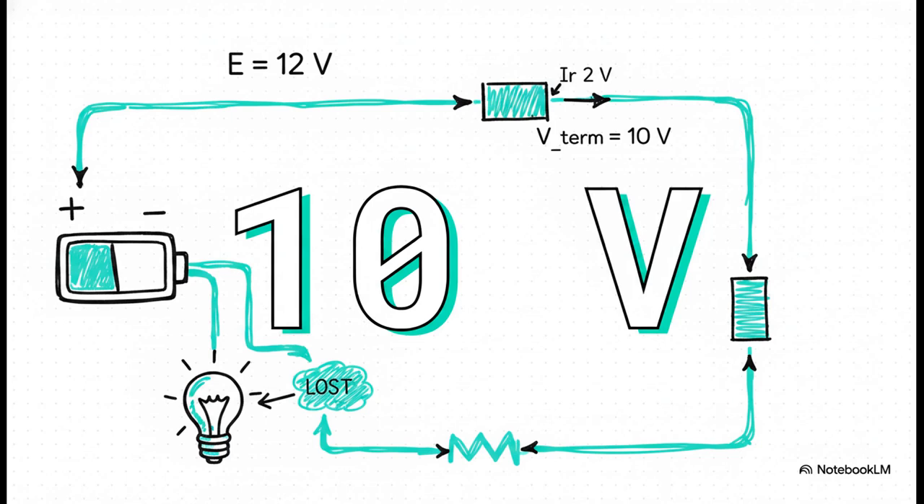Let's look at the logic here. The cell starts with a total electrical energy potential, its electromotive force, E, of 12 volts. But as we know, 2 volts are lost internally. That's our IR. So by taking the total 12 volts and subtracting the 2 volts lost to that pesky internal resistance, the useful terminal potential difference remaining for the outside circuit is exactly 10 volts.